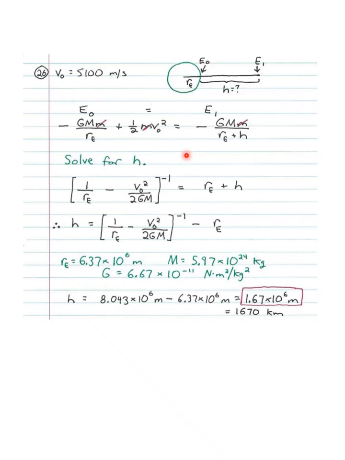So solve for h. The way I approach this is if I want to get that h by itself, I see it's there in the denominator. I'm going to take the reciprocal of both sides. No need to do anything fancy with fractions and finding a common denominator. Just write what you've got and put it to the -1 power. That's taking the reciprocal. And on the right-hand side, we have RE plus h.